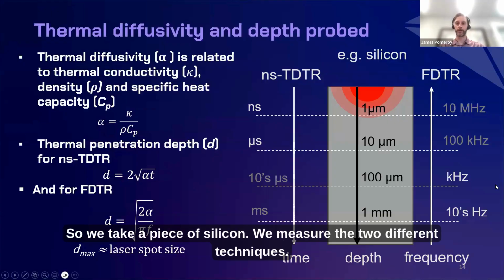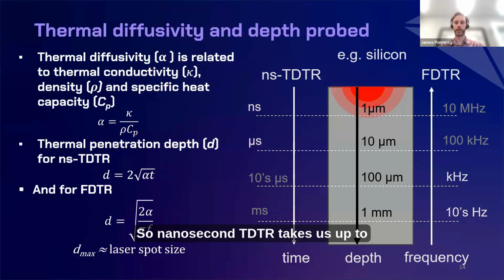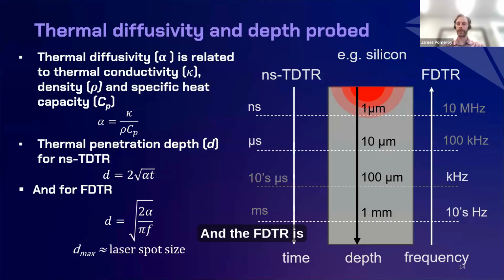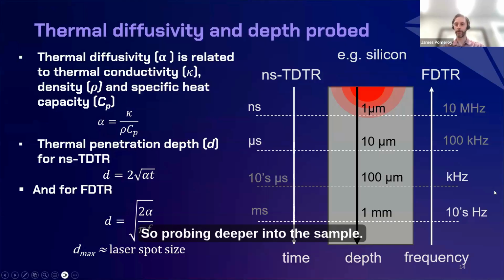So we take a piece of silicon and measure with the two different techniques. Nanosecond TDTR takes us up to microseconds, which is tens of microns below the surface. And the FDTR goes from kilohertz down to tens of hertz, so probing deeper into the sample.